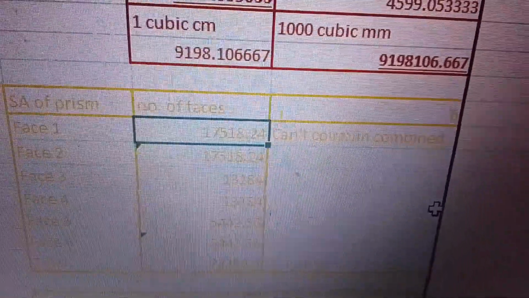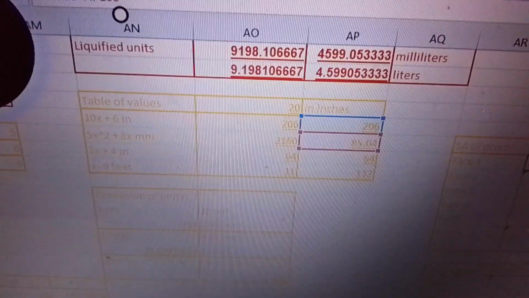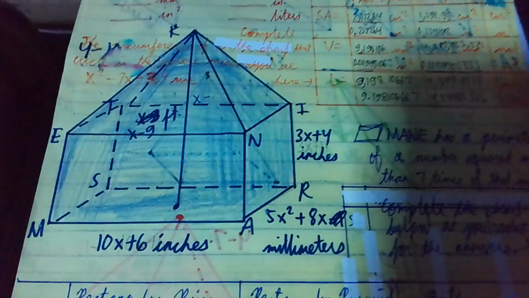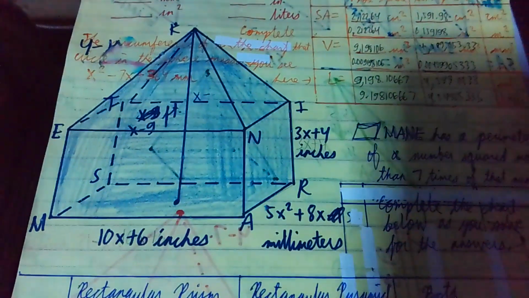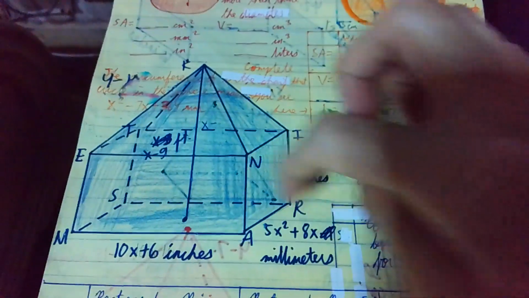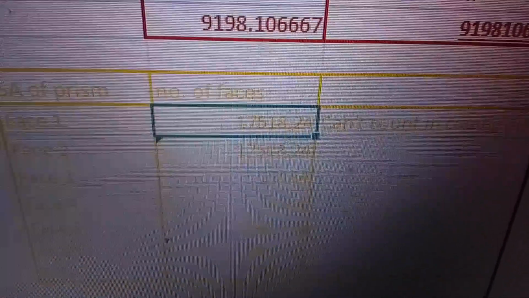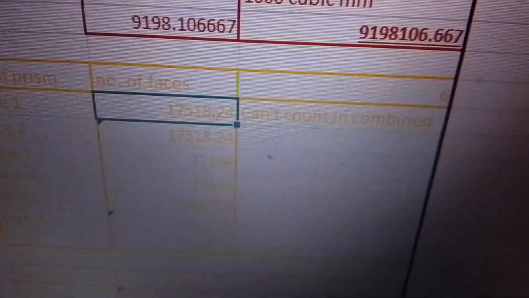For phase 1, ito yung formula na ginawa ko. I multiplied the two numbers together. 206 times 85. Remember, 206 is this one, and then times the 85. This one. Yes, this one. And this one. That means top and bottom. And we should get, ano yung sagot? 70,518.24. On the right, it says can't count in combined.